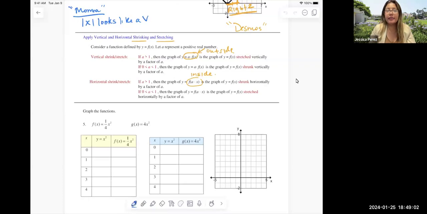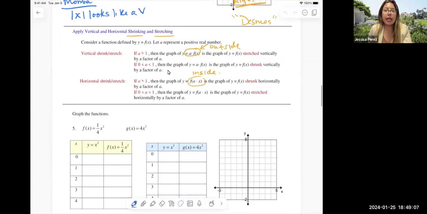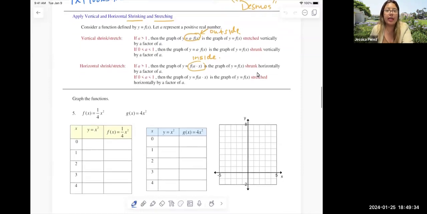So we left off discussing that when you have a vertical shrink or stretch, it means that you have your coefficient A outside your function f of x. If A is greater than 1, so 2, 3, 4, 5, that means it's going to stretch vertically, so we're going to be stretching it out. If the coefficient in front of the function is a fraction, then it's going to shrink. It's going to go down, shrunk vertically by a factor of A.